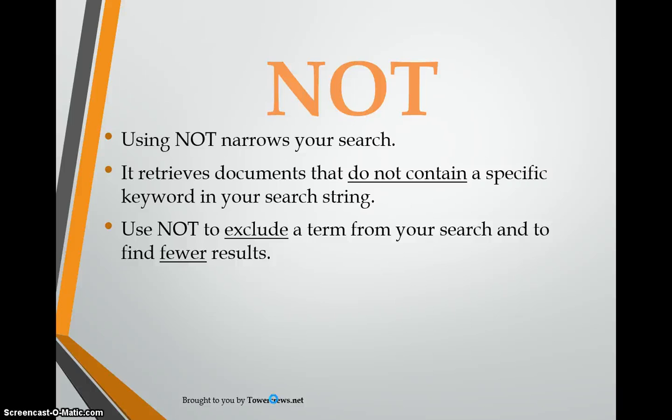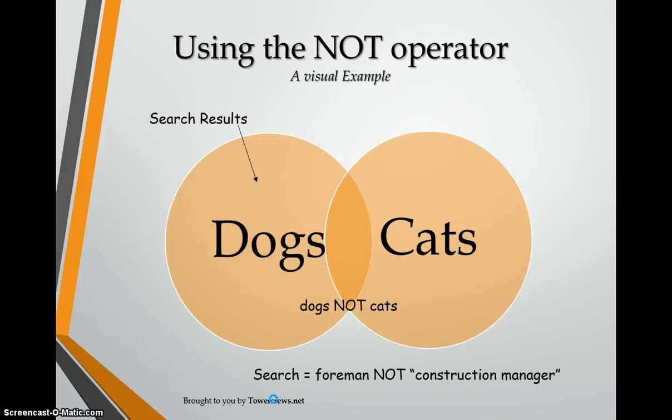Let's take a look at an example. Say we want to find results that contain the keyword dogs, and you do not want any results containing the word cats. We might use a search string that looks something like this. In this instance, the search engine will not return any results that contain both keyword circles, or the overlapping section. It will only return results from this area.